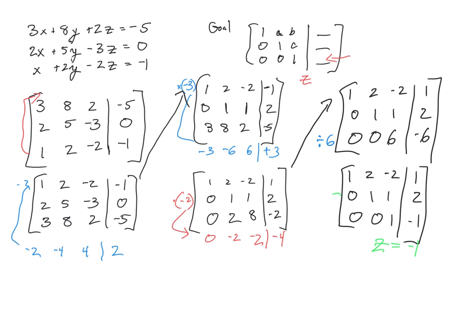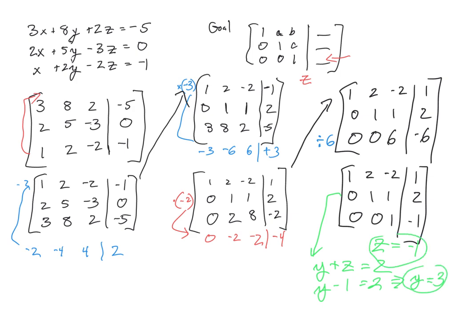If I take this equation and rewrite it down here, I will have y plus z equals 2. How'd I get that? 1y plus 1z is equal to 2. Z is equal to negative 1. Y minus 1 equals 2. So therefore, y equals 3.